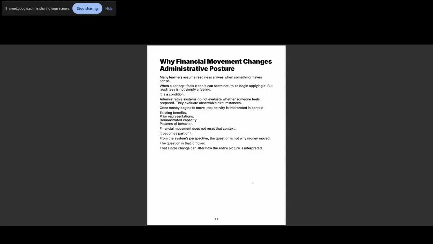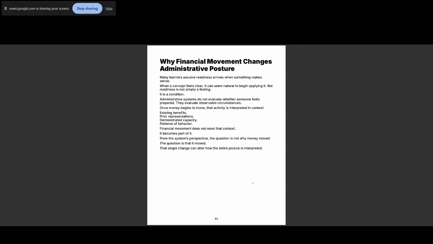Why financial movement changes administrative posture. Many learners assume readiness arrives when something makes sense. When a concept feels clear, it can seem natural to begin applying it. But readiness is not simply a feeling, it is a condition. Administrative systems do not evaluate whether someone feels prepared. They evaluate observable circumstances. Once money begins to move, that activity is interpreted in context.